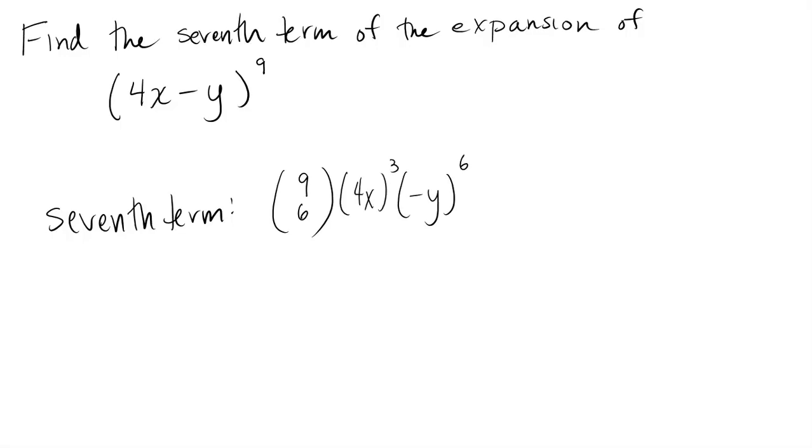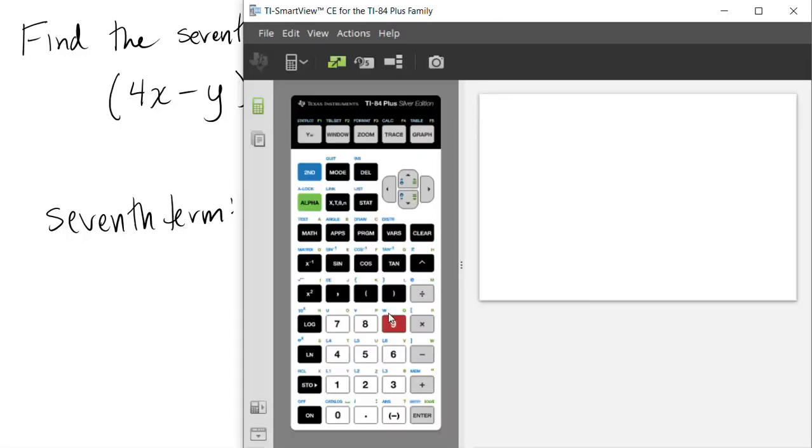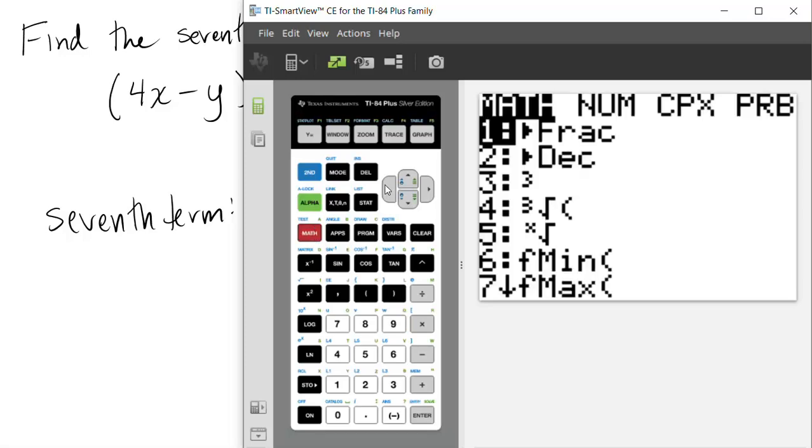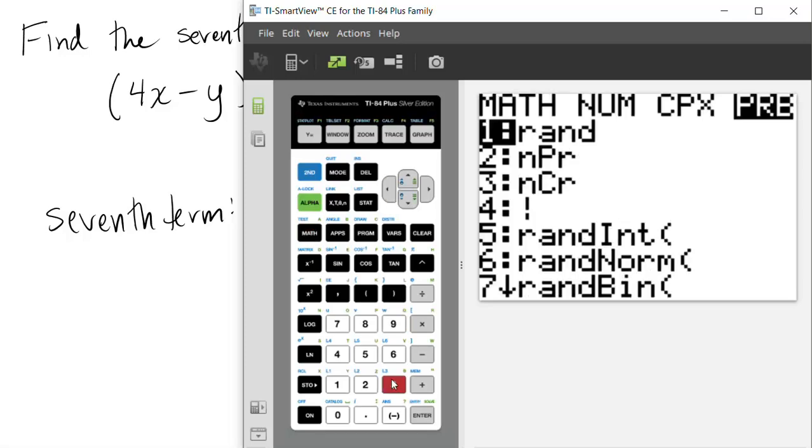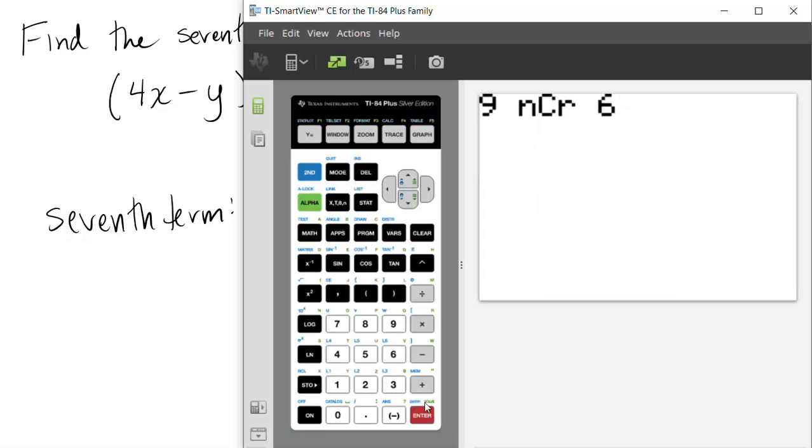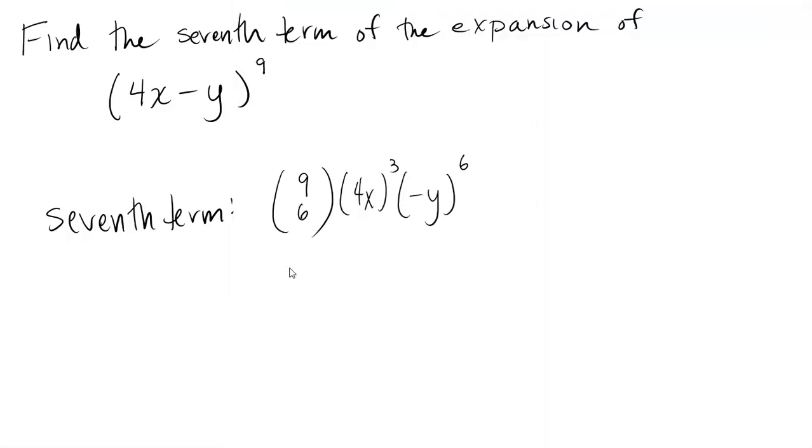Now we need 9 choose 6. Since I only need this one coefficient, I'd probably just do this in the calculator. 9, math, probability, choose 6 is 84. When you cube 4x, you get 64x^3. When you raise negative y to the 6th, you get 6 copies of this negative factor. Those would cancel, so we get a positive y^6. And I don't know 84 times 64.